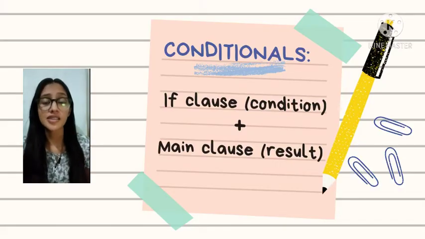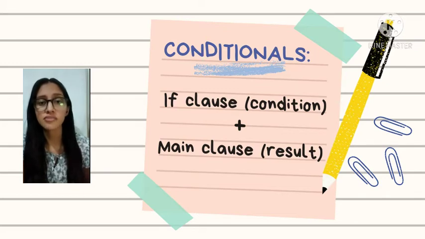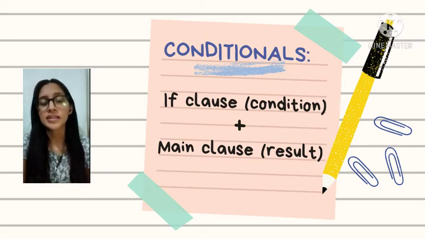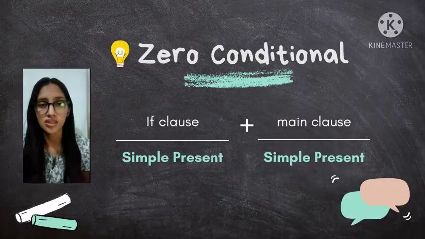But first, what are conditionals? Conditionals are sentences that are made up of two clauses: one dependent clause that expresses a condition and a main clause that expresses the result of this condition. Now in this video we will only talk about the zero and first type conditional. Let's begin with the zero type conditional.